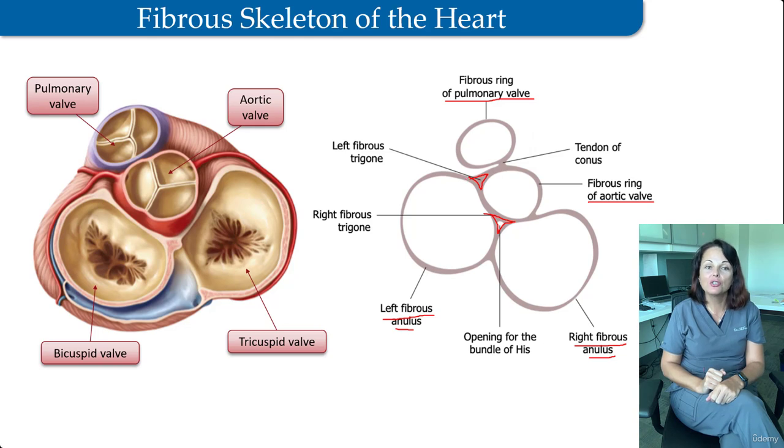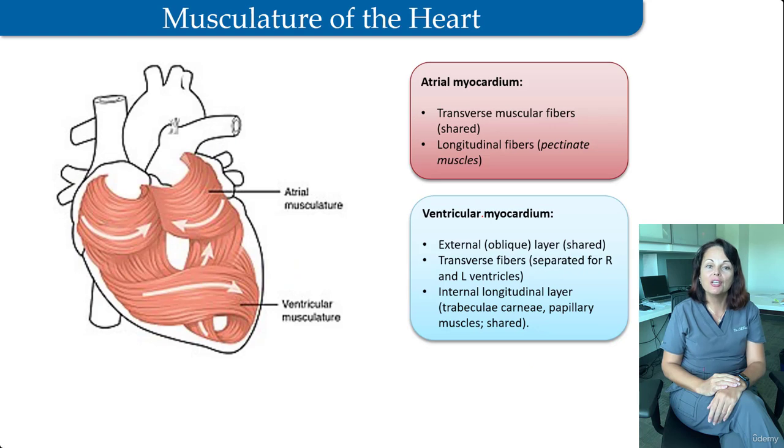The rings and trigones separate the atrial myocardium from the ventricular one, serving as an electric isolation between the atria and ventricles. The atrioventricular bundle is the only physiological connection between them. The atrial myocardium arises from the fibrous rings and features 2 layers, the superficial layer and the deep one.